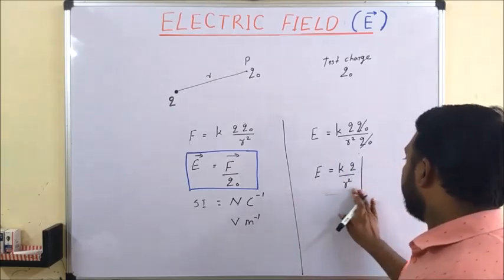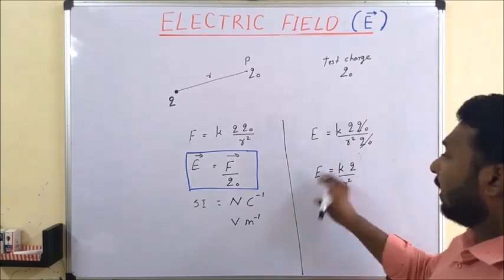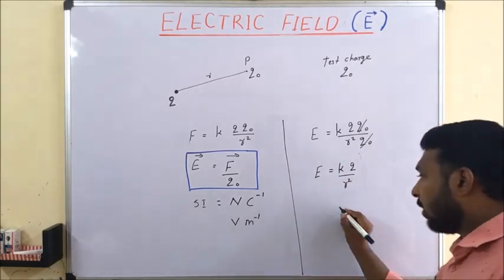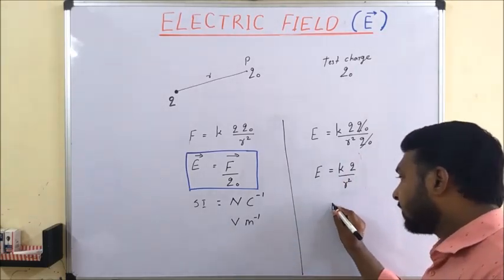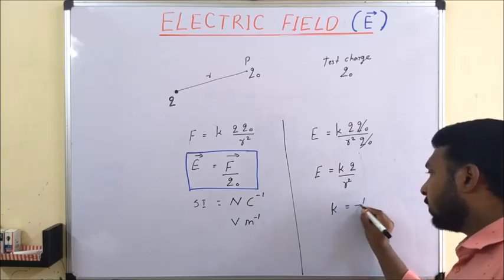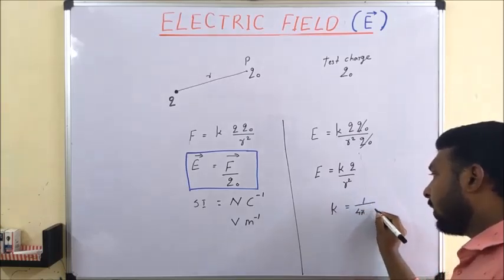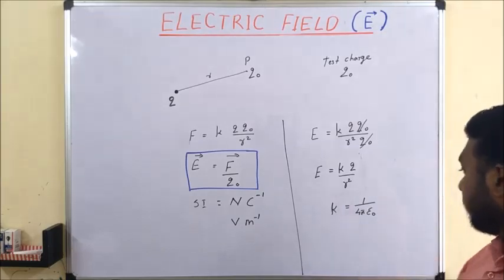Clear? So this is the new equation of electric field. And also remember, what is K? K is a constant and its value is 1 by 4 pi epsilon naught.